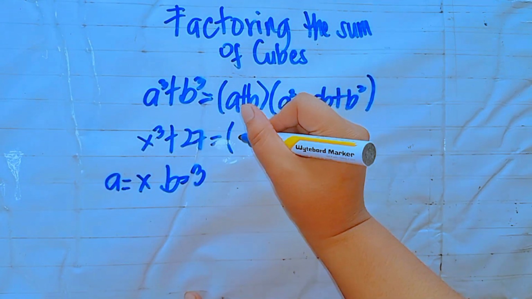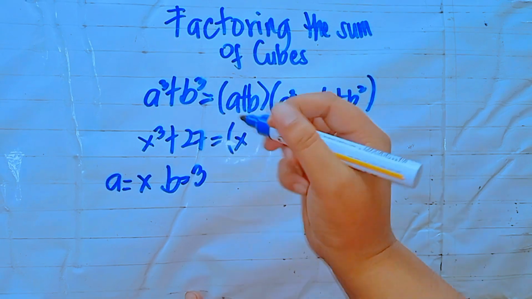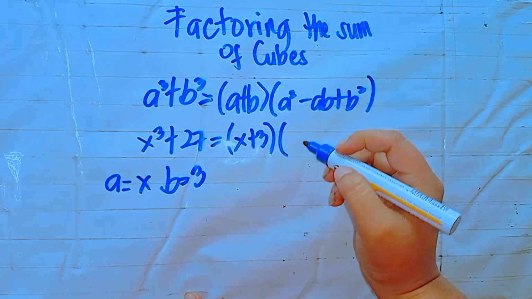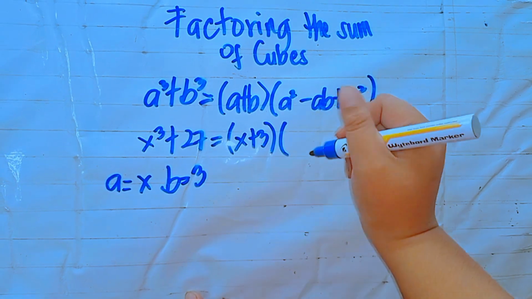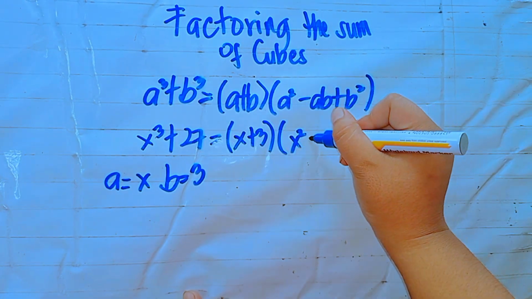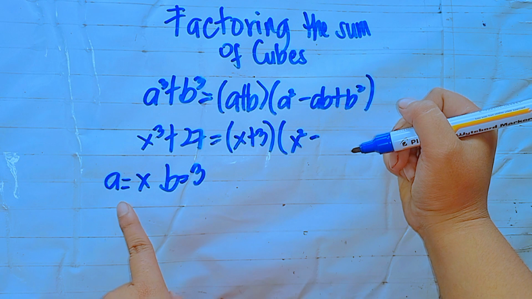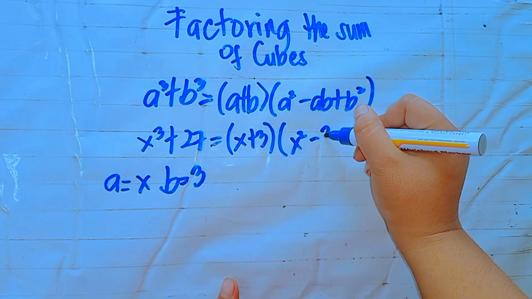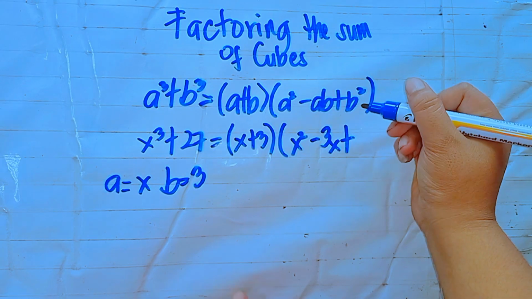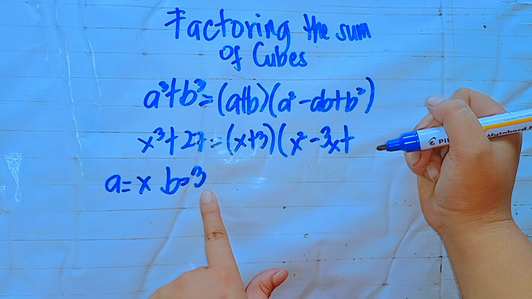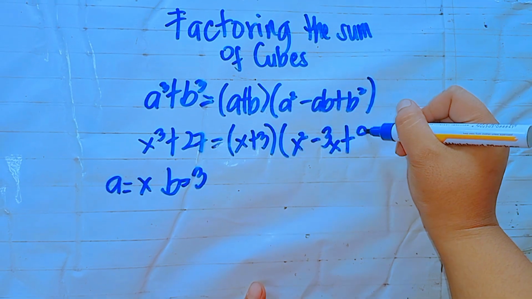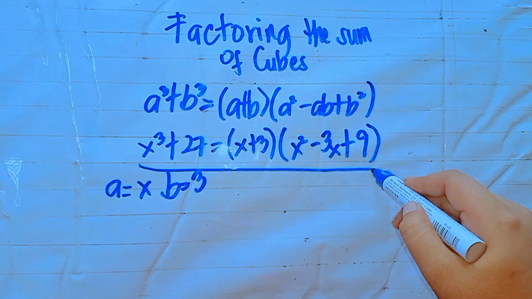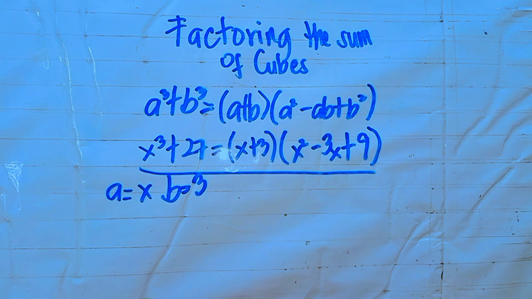Now that we have the a and b, let's proceed. It's (x plus b, which is 3), then (a squared, so x squared, minus a times b. a times b, 3 times x is equal to 3x, plus b squared. 3 squared is equal to 9). So, this is factoring the sum of cubes.